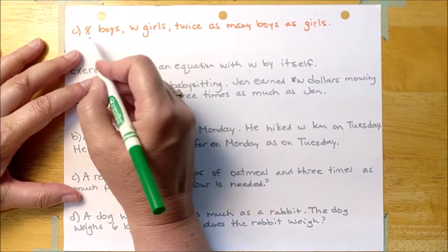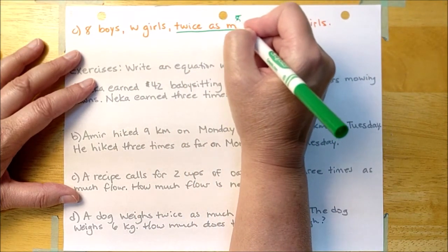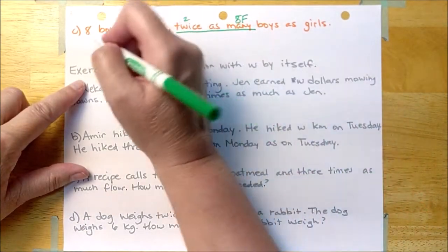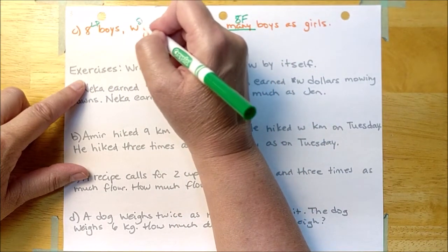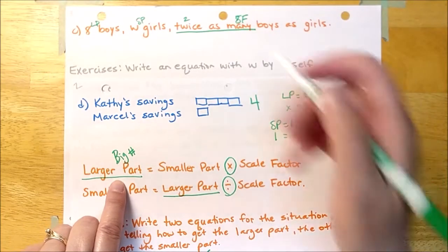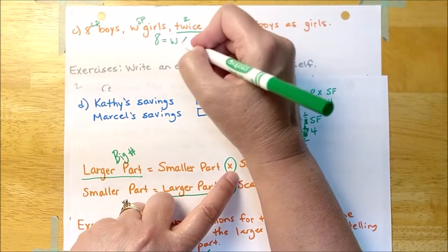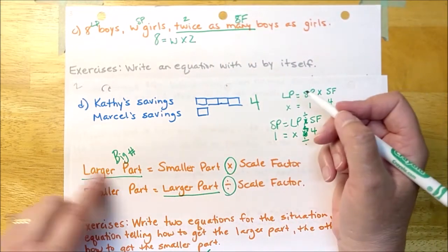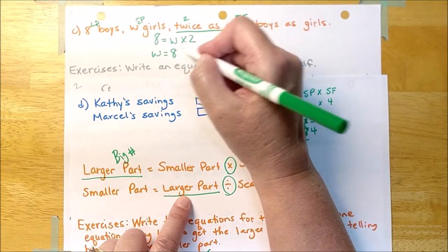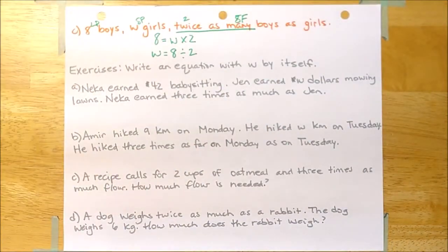Okay, you come back. So we got 8 boys, W girls, twice as many boys. So this is my scale factor, twice as many. So it's 2 times as many boys. So boys is my large part, so that means girls is my small part. And my formula again, large part, which is 8, equals small part, which is W, times my scale factor, which is 2. Or I can go small part, which I don't know, equals large part divided by my scale factor. So I have my 2 equations. I hope you were able to figure that out as well.